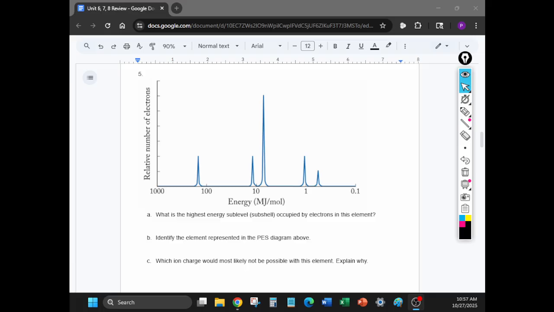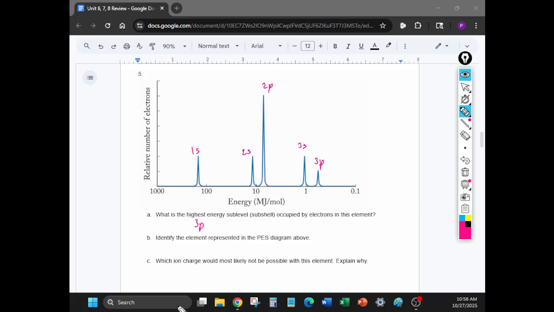Alright guys, let's go over 5. So part A is asking what's the highest subshell that electrons occupy in this element. So we're going to look at the peaks. This peak is 1s, 2s, 2p, 3s, 3p. So your answer will be 3p. Okay. Any questions on that one?